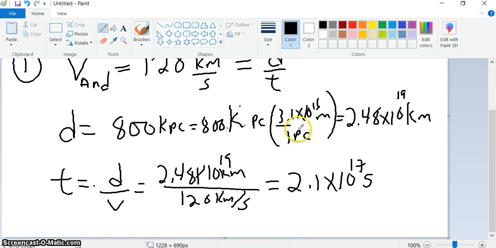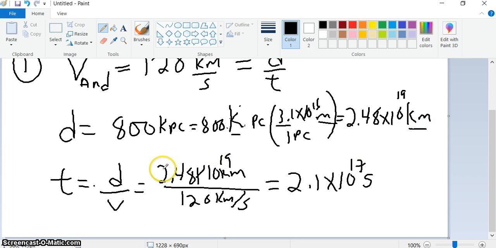And of course, in 1 parsec there is 3.1 times 10 to the 16th meters, and the reason I left it in kiloparsecs is because when you multiply the 800 times the 3.1 times 10 to the 16th, you get 2.48 times 10 to the 19th. And it would be kilometers, right? Because there's the K and there's the meters. So it would be that many kilometers.